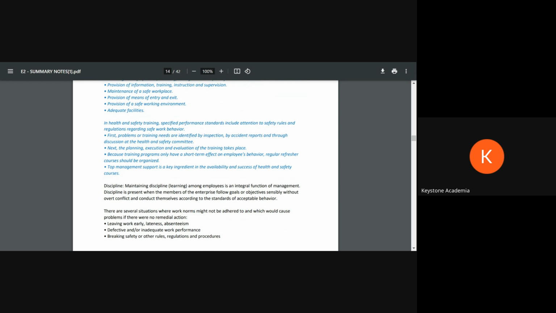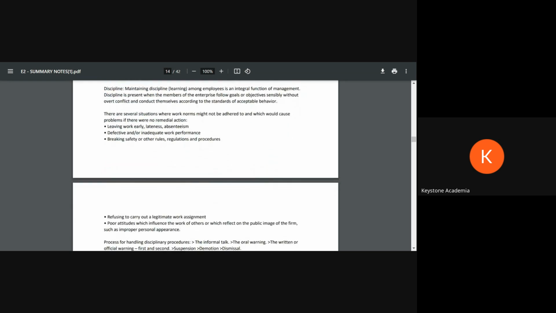Now, okay, if we move on, now we are talking about discipline. What do you think discipline in a workplace means? Discipline in workplace means employees following goals while behaving acceptably without any conflicts.